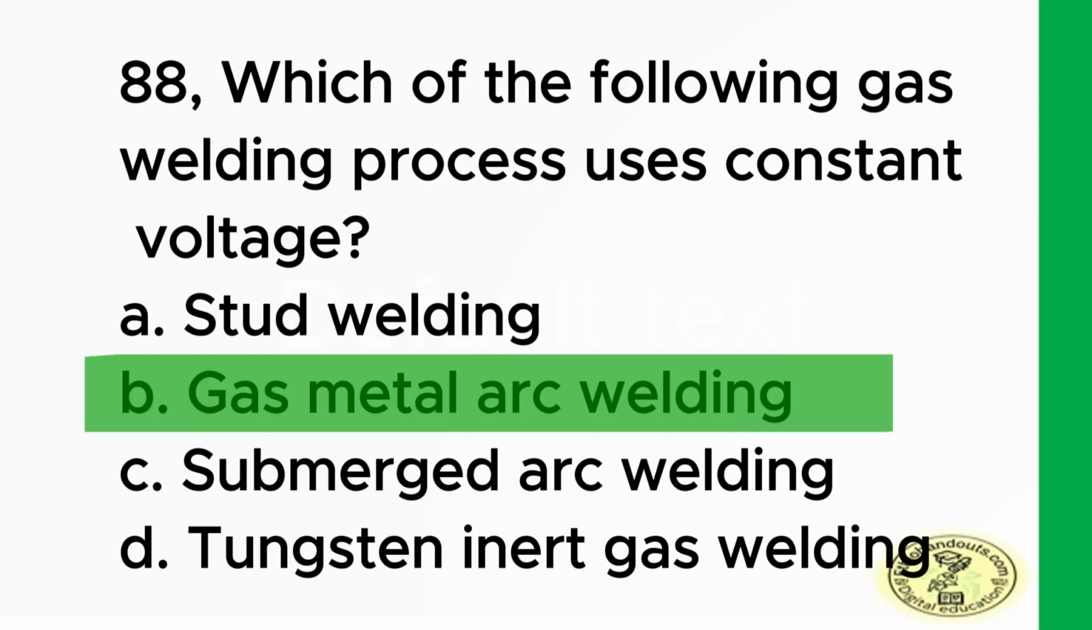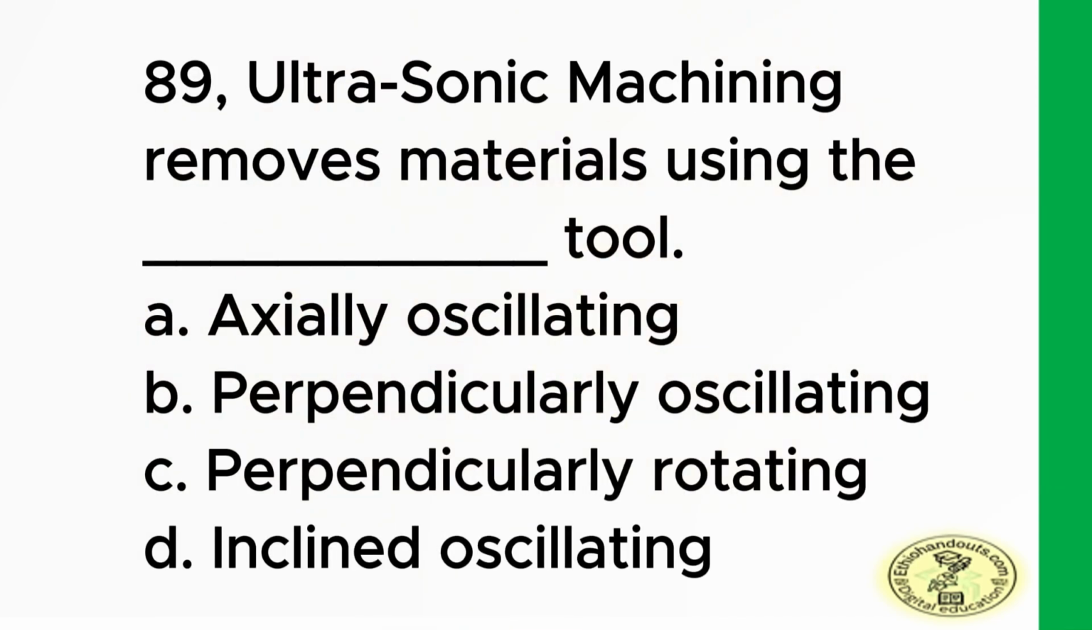The correct answer is B. Gas metal arc welding. 89. Ultrasonic machining removes materials using the dash tool. A. Axially oscillating, B. Perpendicularly oscillating, C. Perpendicularly rotating, D. Inclined oscillating.